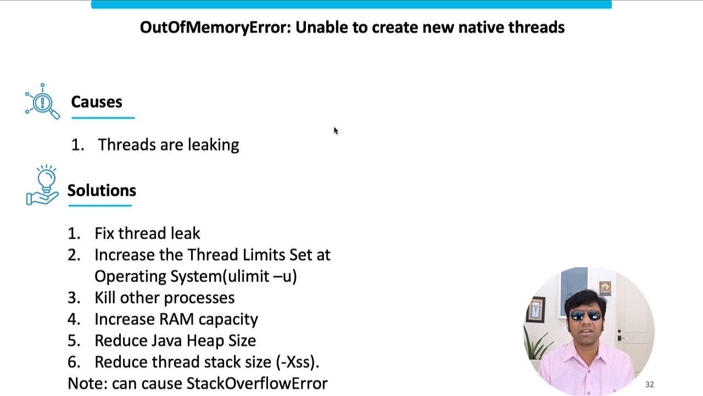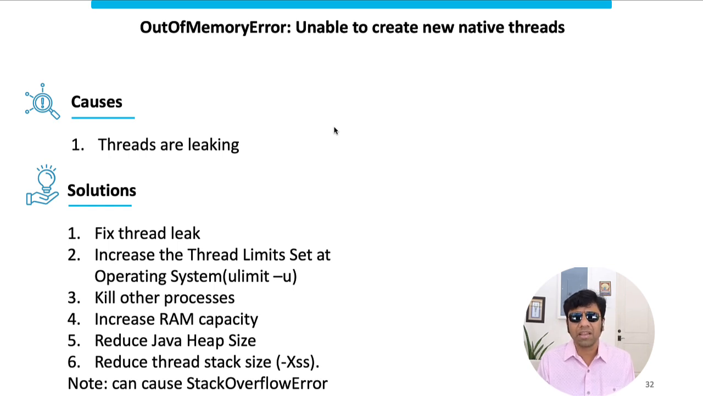There is a kernel level setting. Sometimes it is set to a very aggressive level, where the kernel setting says you can create only 500 threads. Maybe if your application needs more threads than that, then also you're going to get this error: out of memory error, unable to create new native thread. In that case, you need to increase the kernel level thread limit.